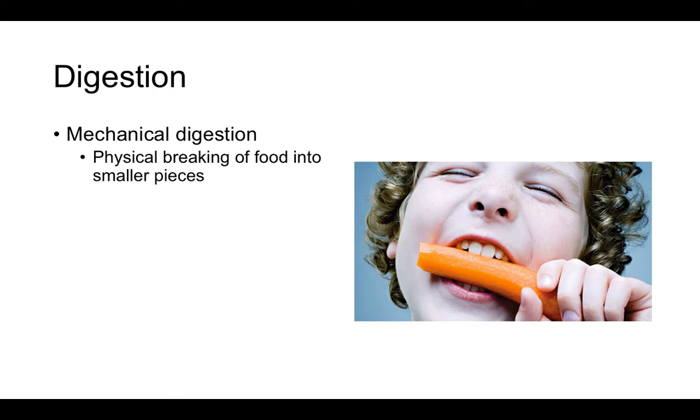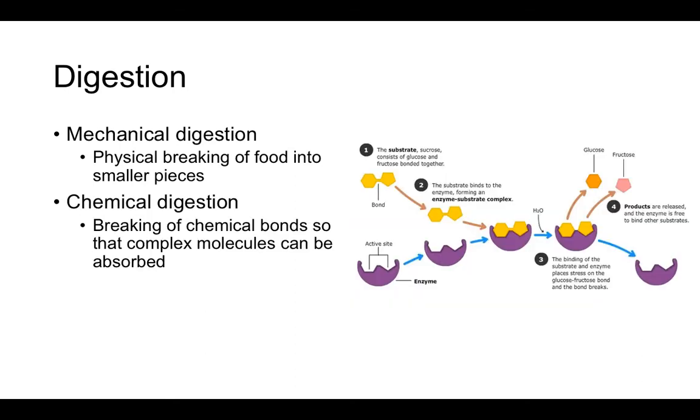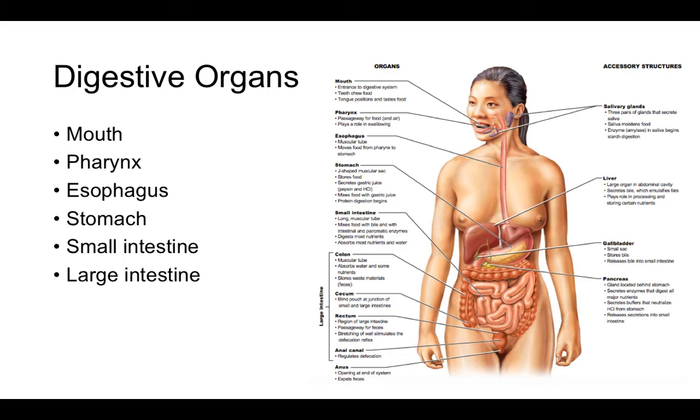Look at that carrot, it's so delicious. Mechanical digestion, the actual definition, is the physical breaking of food into smaller pieces. This is what's happening in your teeth, and this happens in your stomach as well. Then we have chemical digestion, where we use enzymes to break the bonds of the chemicals in the food that we eat, so that those smaller molecules can be absorbed into the bloodstream and supply all of our cells with energy.